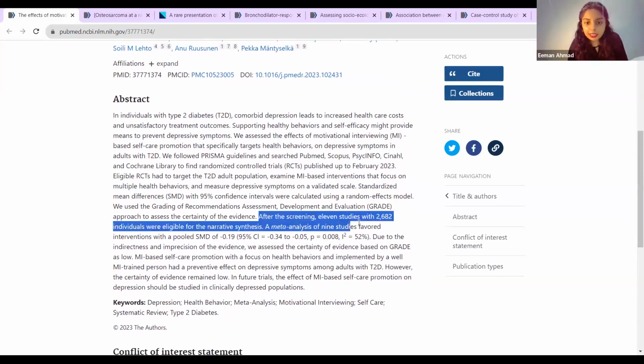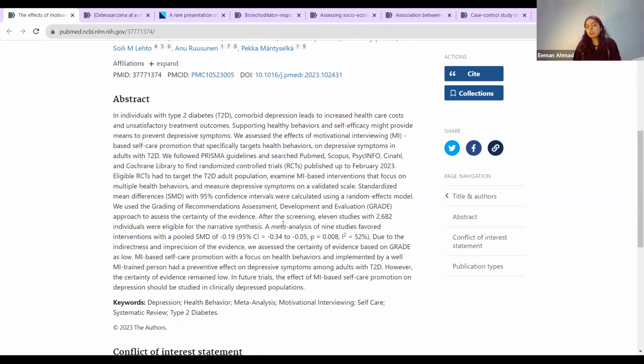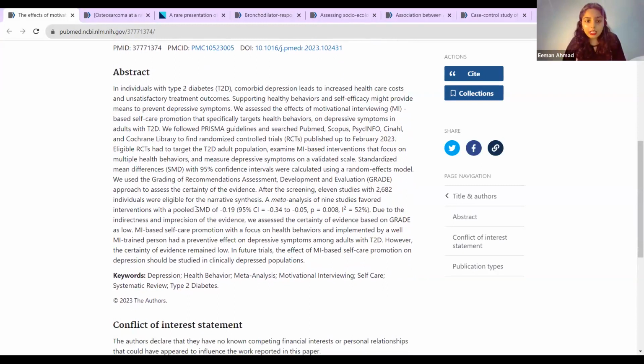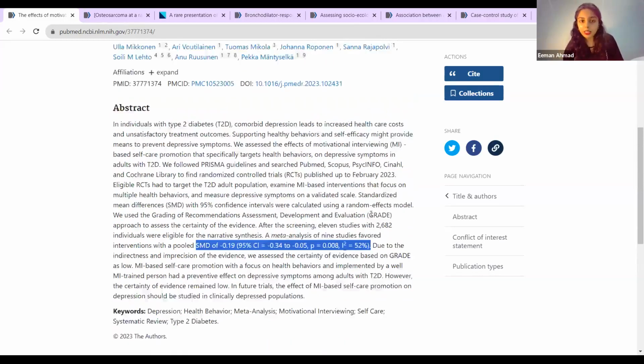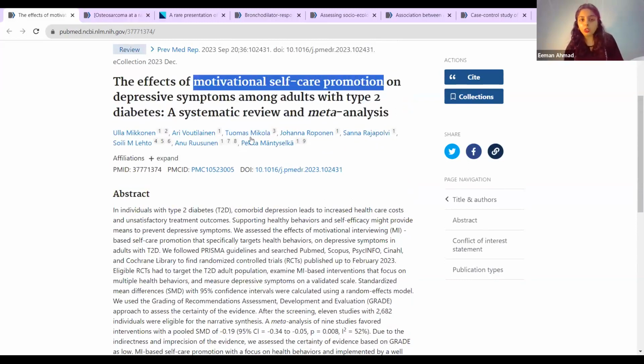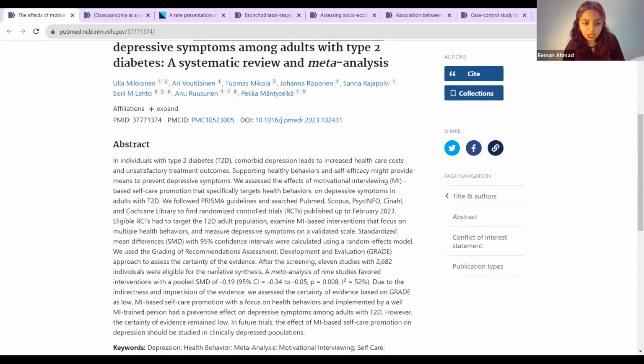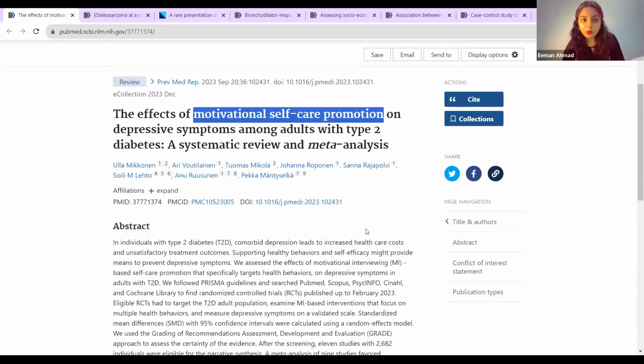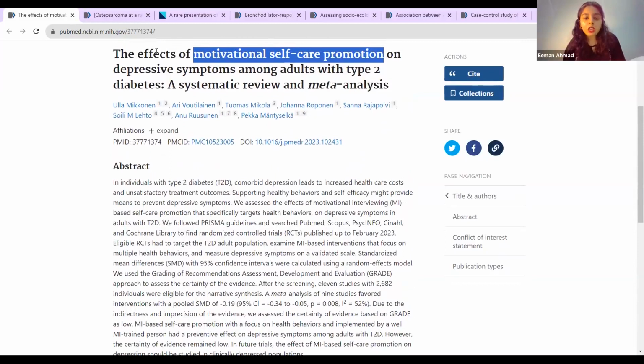Yeah, so after the screening, they found 11 studies. Because your inclusion and exclusion criteria is so strict, you usually do not have a lot of studies. And again, you can see that there are some numbers that they've reported. Again, this is a quantitative analysis. That is why you'll have numbers from which you can judge whether this intervention, motivational self-care promotion on depressive symptoms, was effective for combating depressive symptoms among adults with type 2 diabetes.